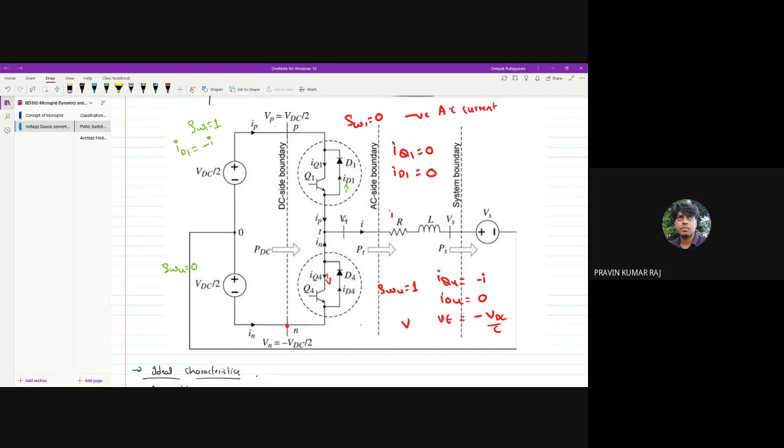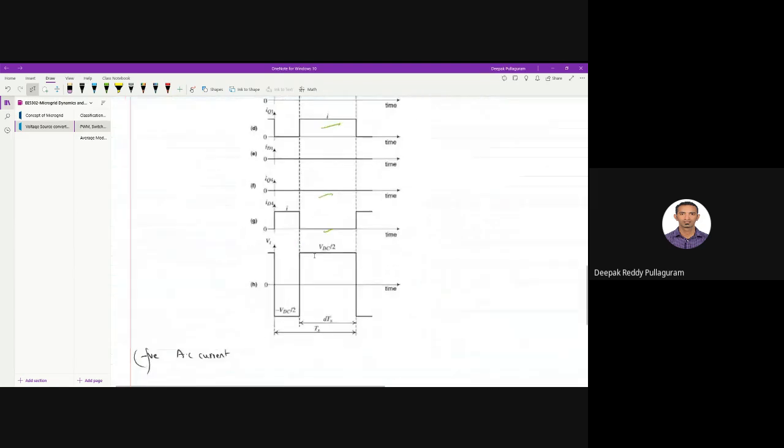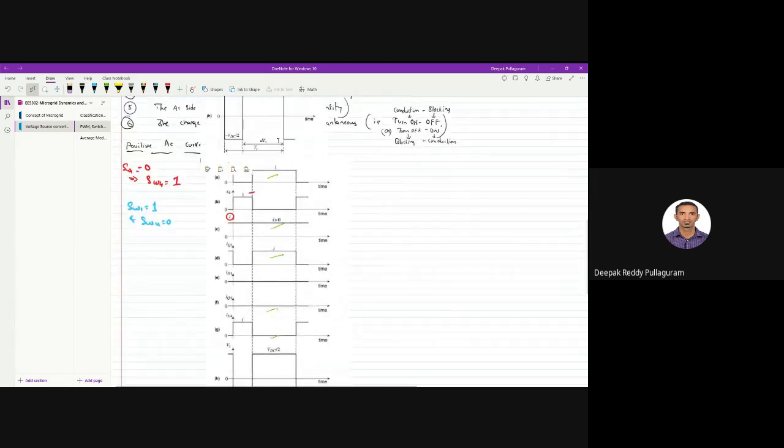Yes, sir. Now what about IQ1? It should be 0. IQ4 is 0 and ID4 is 0. Now what about VT? Plus VDC by 2. So this is how we get it. Let me copy it from the textbook and see whether it was correct or not.